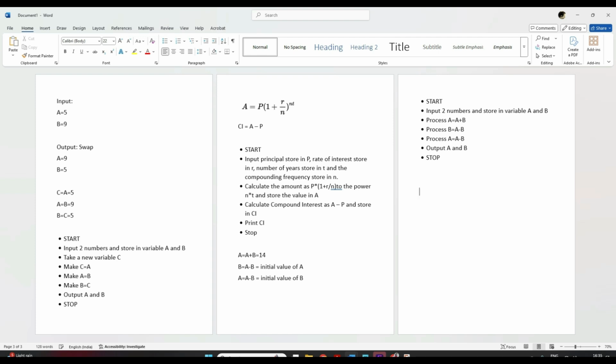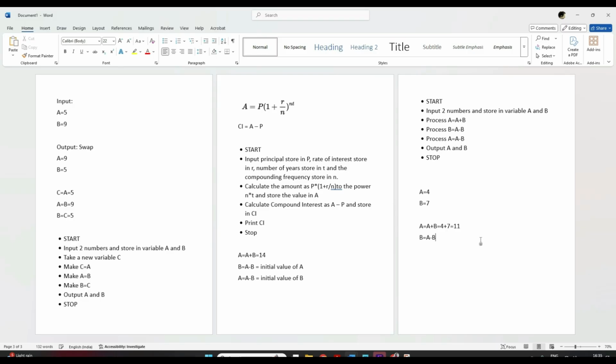Now if you go step by step, let us input two numbers, maybe in a I input 4 and in b I input 7. Now my next step is process a is equal to a plus b. So a will become 4 plus 7, which is equal to 11, right? Now here in this step my a became 11. Now come to the next step. Here b is equal to a minus b I am doing.